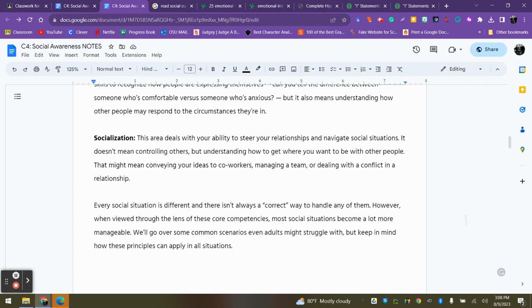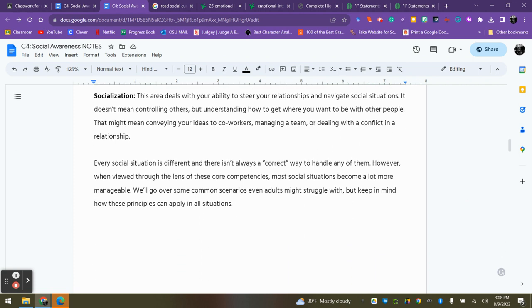Lastly, socialization. This area deals with your ability to steer your relationships and navigate social situations. It doesn't mean controlling others, but understanding how to get where you want to be with other people. That might mean conveying your ideas to coworkers, managing a team, or dealing with a conflict in a relationship.